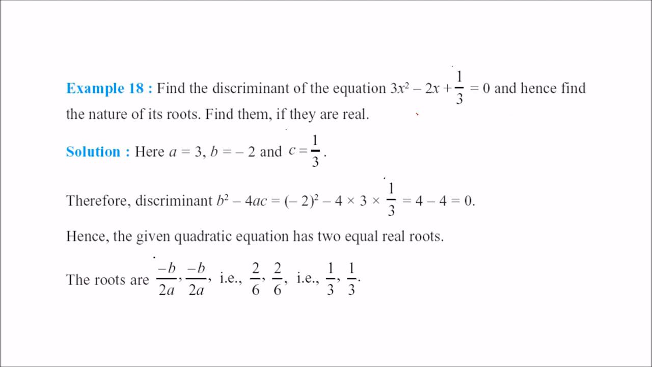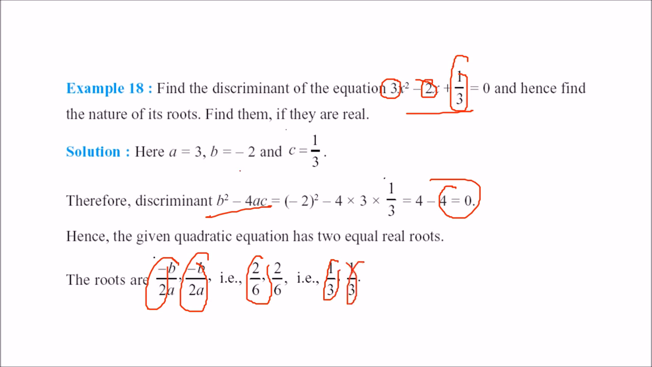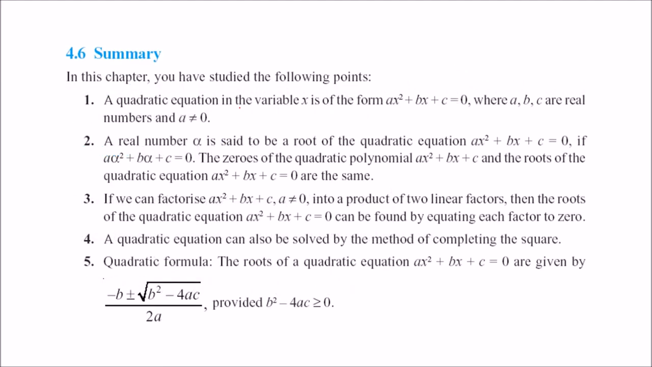Find the discriminant of this equation and find out the nature of the roots. Find them if they are real. So a is 3, b is minus 2, c is 1 by 3. b square minus 4ac gives you 0. So there will be roots, but they will not be distinct. They will be equal roots. So minus b by 2a and minus b by 2a. So 2 by 6, that is 1 by 3 and 1 by 3. These are the roots of this equation.